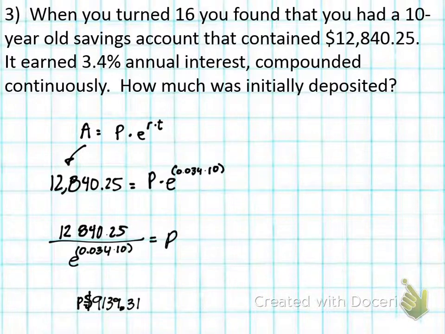Right? That means 10 years ago your parents put $9,139.31 in the account. So over 10 years it's grown over $3,000. It's a lot of money, right? Okay. Anyways, that's what compound interest is.